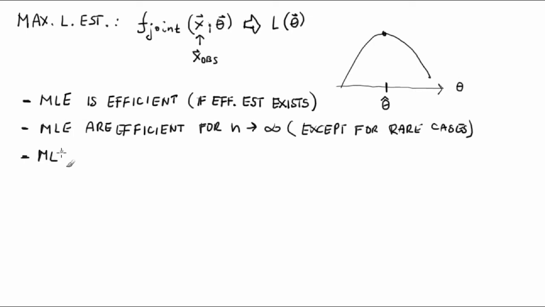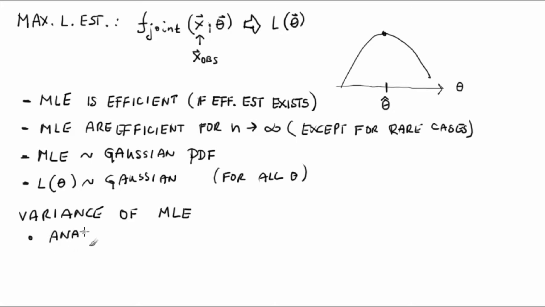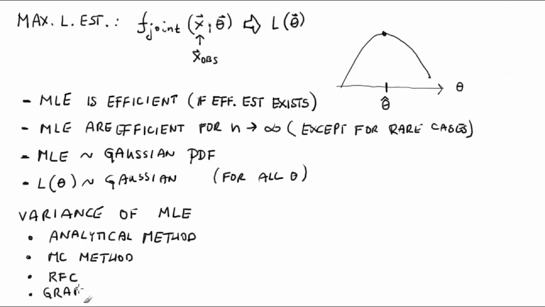The best thing at the end. Maximum likelihood estimators are normally distributed in the large sample limit. And a bonus, the likelihood function itself, evaluated at any value of the parameter, is also distributed normally in that limit. This video will be about various ways how to estimate the variance of maximum likelihood estimators. The variety of the variance estimators is quite large. We will describe 4 approaches: Analytical Method, Monte Carlo Method, application of the Rao-Cramér-Fréchet minimal variance bound, and Graphical Method.